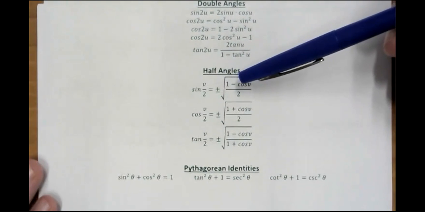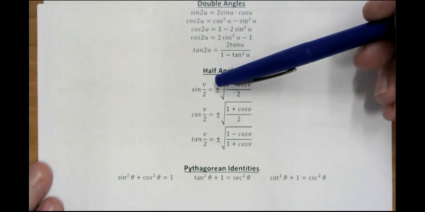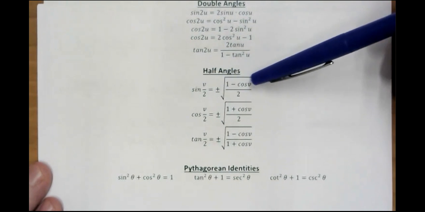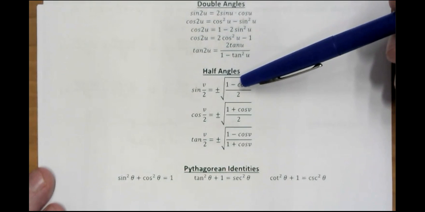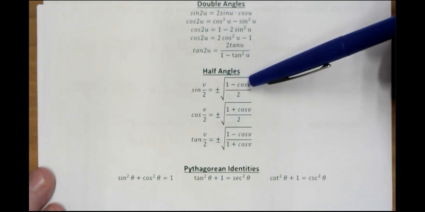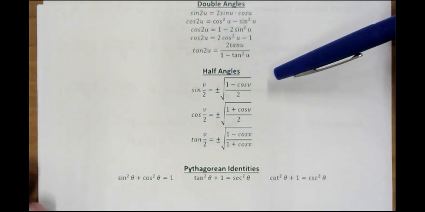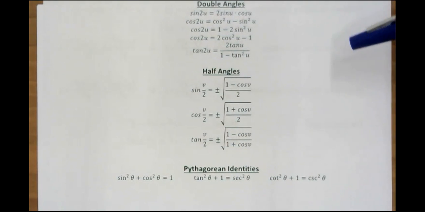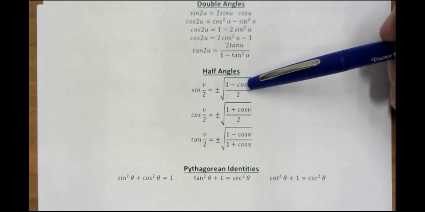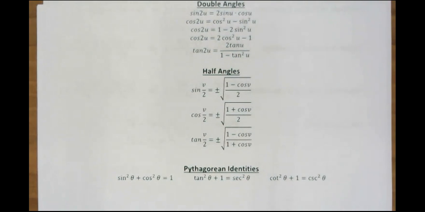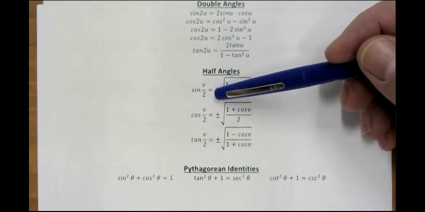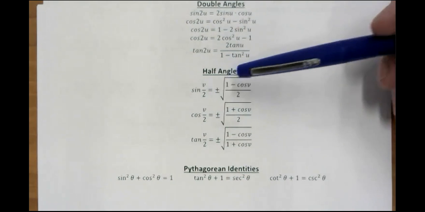The interesting thing about these half angle formulas, you notice, first of all, is they're square roots. It's also interesting that for all three of these formulas, the only thing you would need to do this calculation is to know the cosine of the angle. But you notice in front of each of the square roots, it's plus or minus.